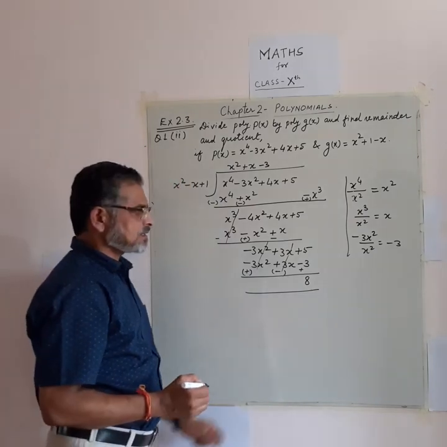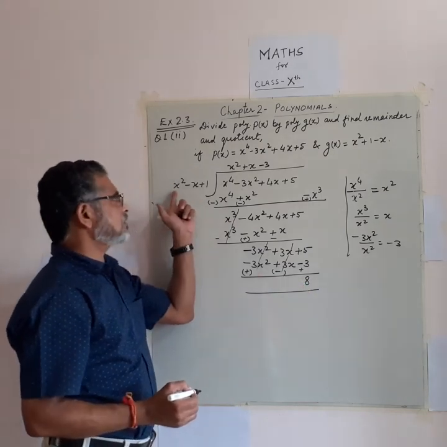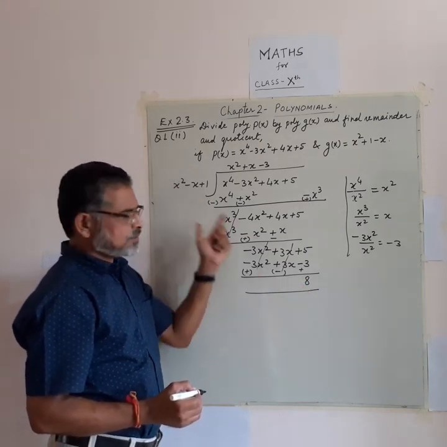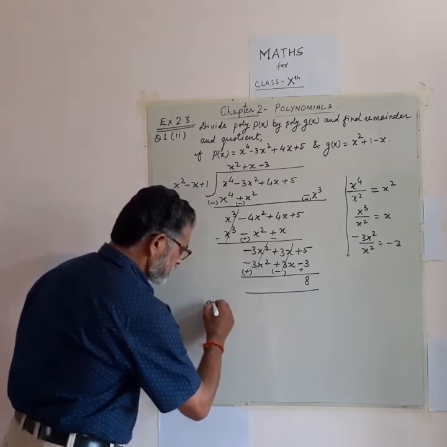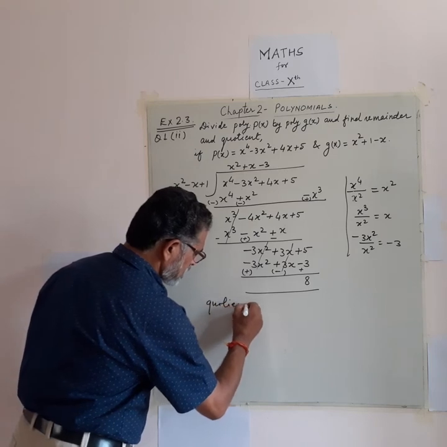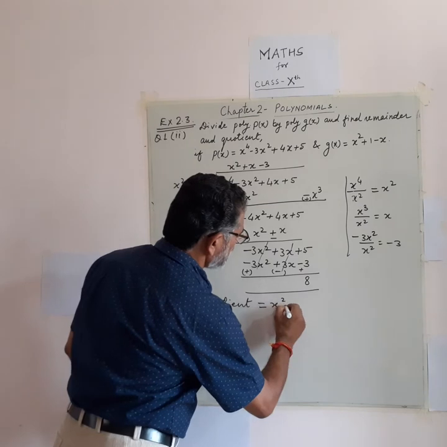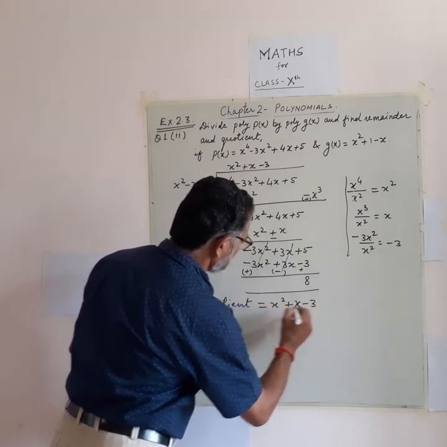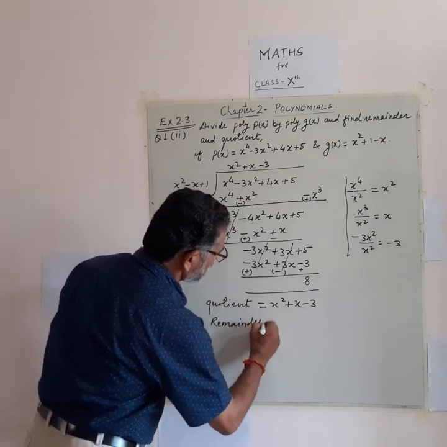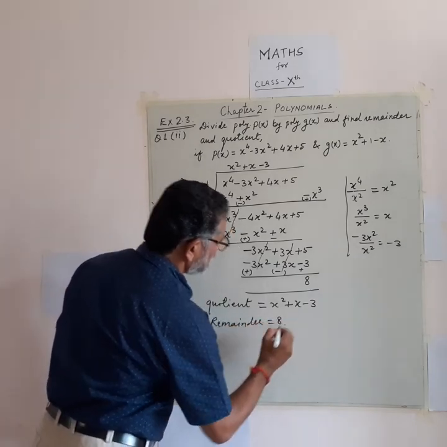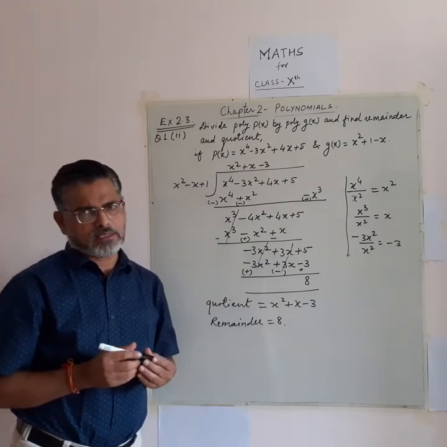So 8 is the remainder, because here the degree becomes 0 and the degree of this gx divisor is 2, so we cannot further divide it. So the quotient is x square plus x minus 3 and remainder is 8.